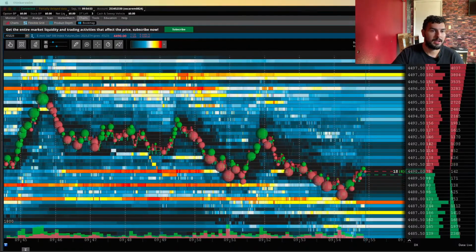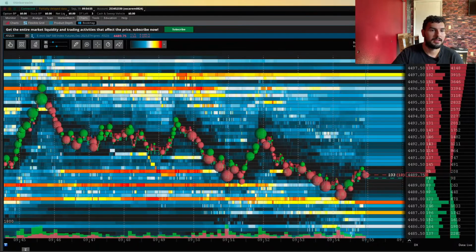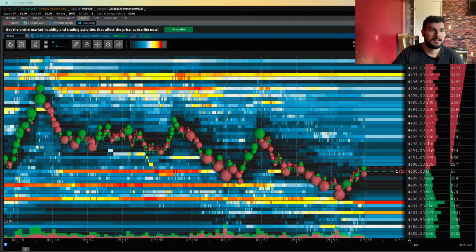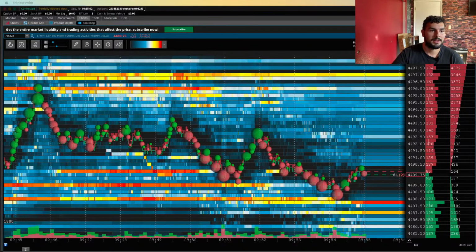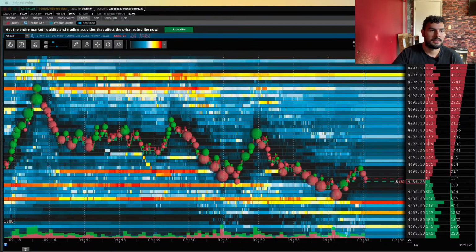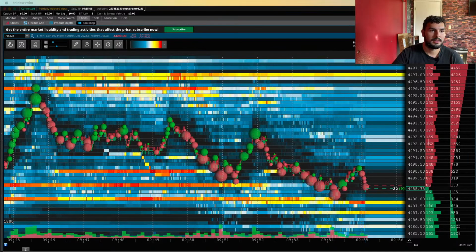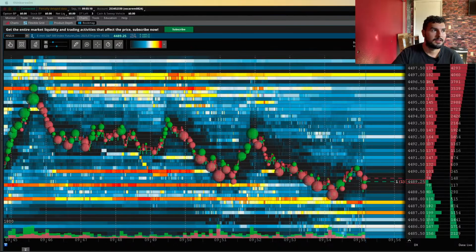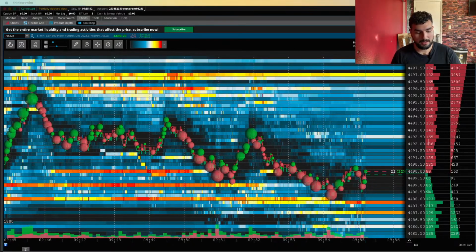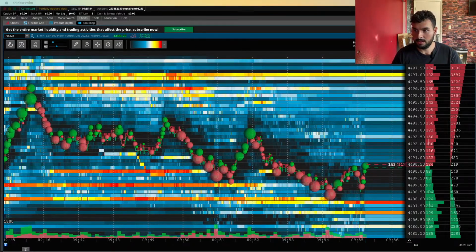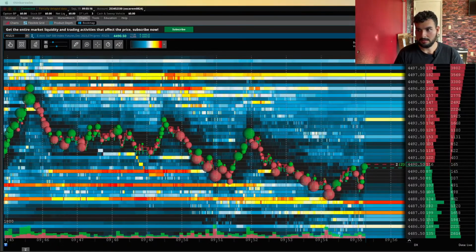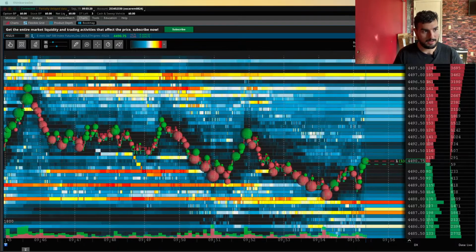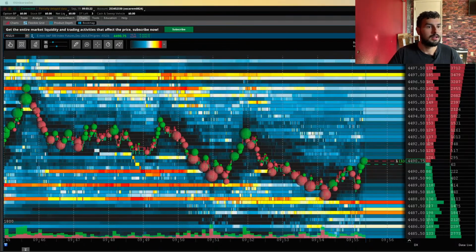This might be a better area to buy at if we can hold this area. Something like that. It's a 30-minute chart, so it might take forever for that to happen. So I don't see any continuation to the downside. I see buyers stepping in still.